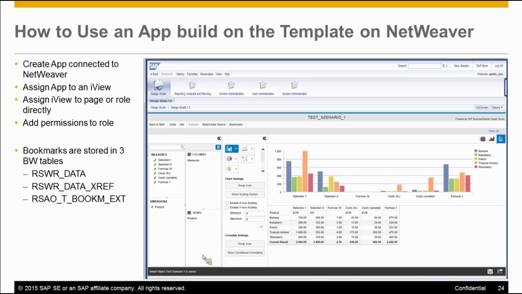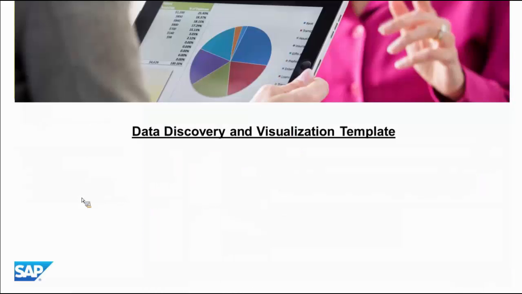And the bookmarks, which is a very important functionality. The bookmarks are stored in these 3 tables in the BW system, just in case you want to go and manage or do something with the bookmarks. So these are the tables where you can find the bookmark related information on the NetWeaver platform. Okay, so that was a quick overview about the generic analysis template.